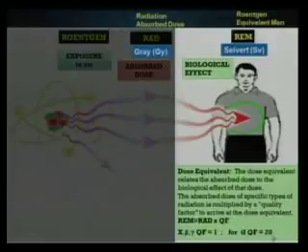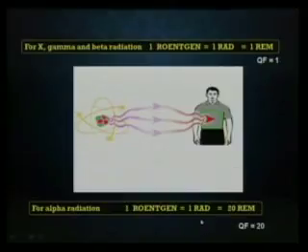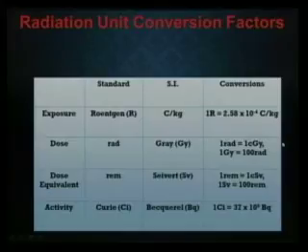If you give an alpha agent, you have to multiply by 20. That's the quality factor. So the quality factor for an alpha radiation will be 20, so you'd multiply it by that much. So that's the difference in energy that's imparted by an alpha versus the others. These are the conversions. At some point, you'll have to memorize this. Just remember, rad, rem, curie are the standard units, and the SI units are gray, sieverts, and becquerels.